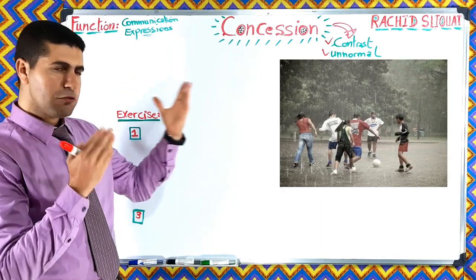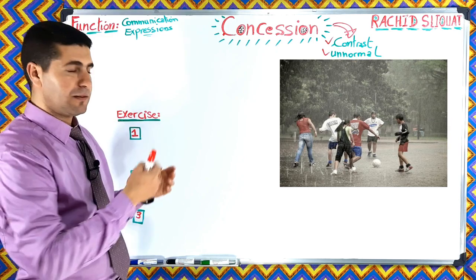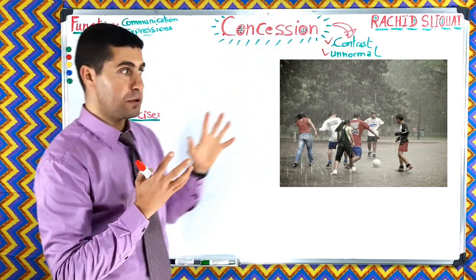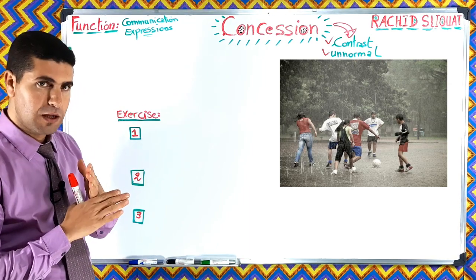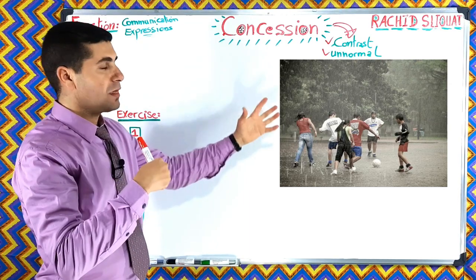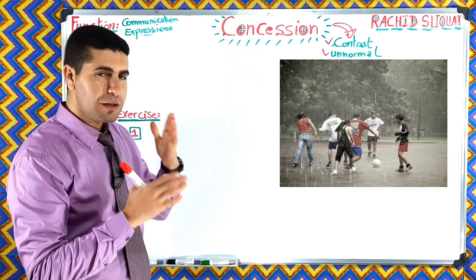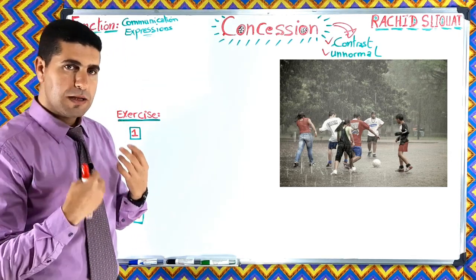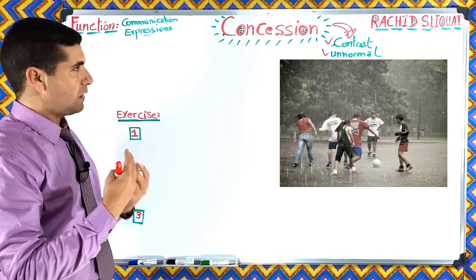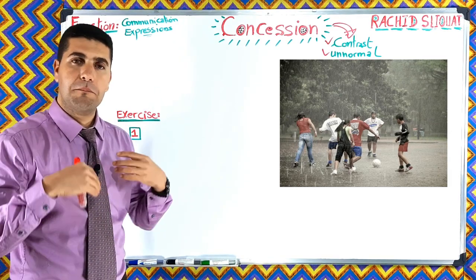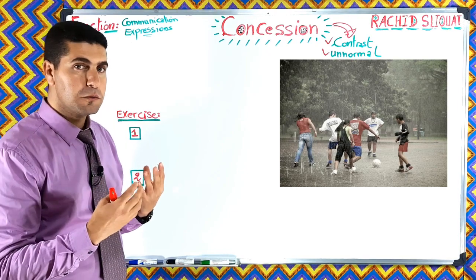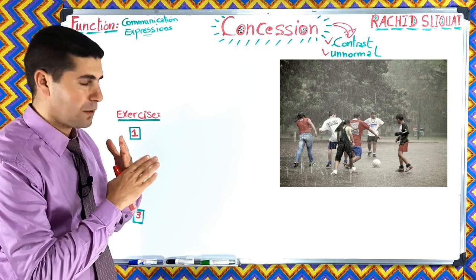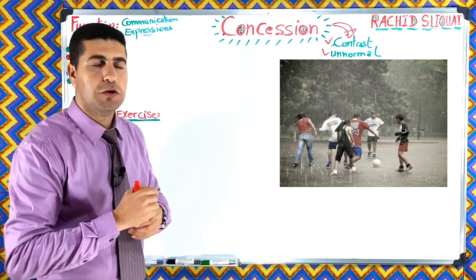Now to make this easy for you, look at this picture. At first glance, you notice that there is something abnormal going on. There is contrast. It's raining and the boys are playing soccer. So in this episode, we are going to see some expressions, words and structures that we can use to express such situations, when there is contrast, when there is something abnormal going on.